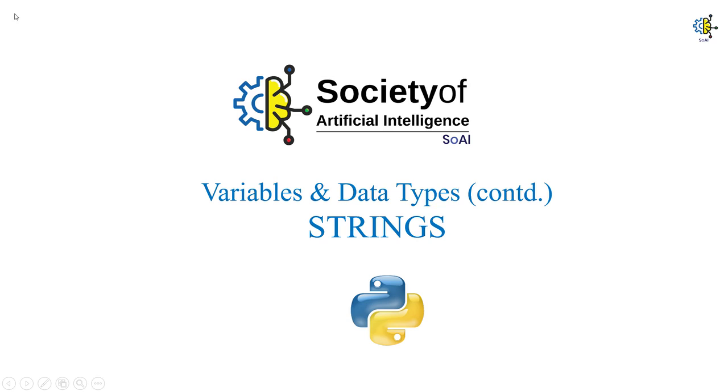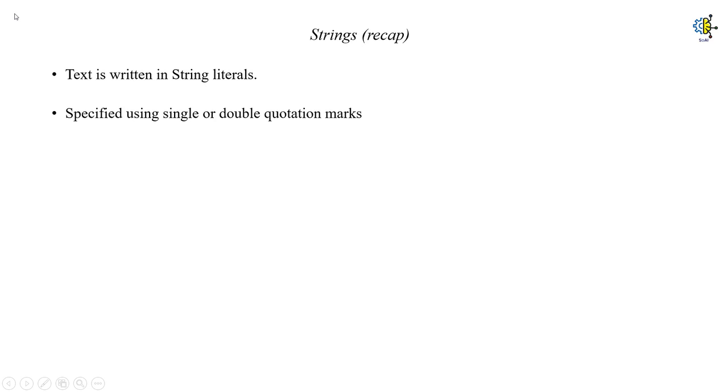This video is a continuation of the previous topic, variables and data types, in which we will take a closer look at strings. Now, let's quickly recall all that we know about strings so far. We know that text in Python is written in terms of string literals. These string literals can be specified using single or double quotation marks, such as in these examples.